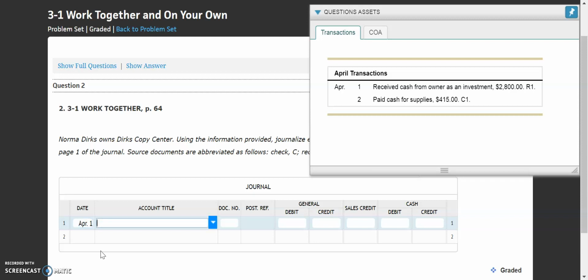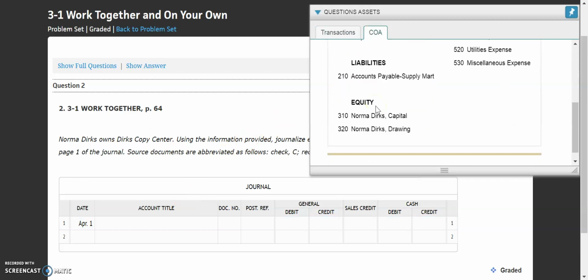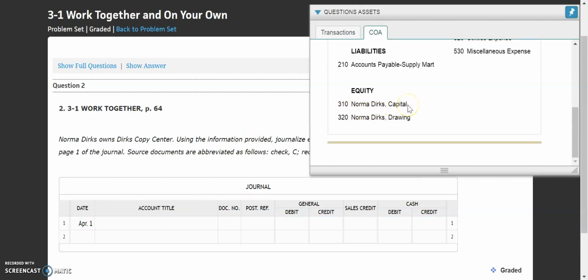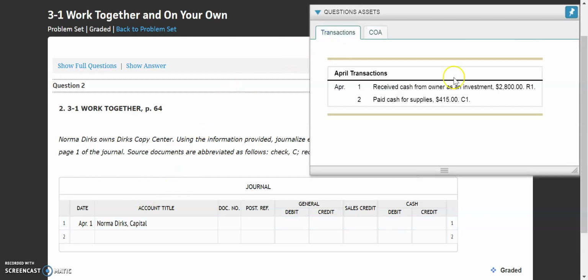Our account title is going to be our credit for our owner. So if you already forgot who the owner is, you can check your chart of accounts, go down to your owner's equity section, and you can see Norma Dirks Capital is going to be what gets our credit. So we go Norma Dirks Capital, and our document number is R1, I believe. R1. And as I said, the owner's equity account capital is increasing with a credit of $2,800, and our cash is being debited because it says we received cash, and there's our first transaction.